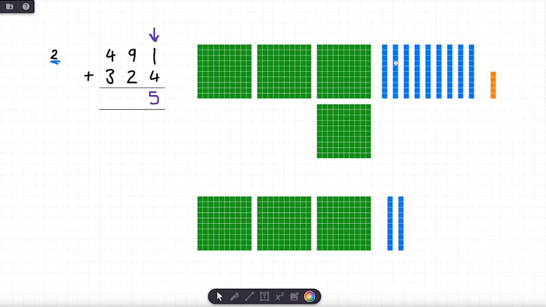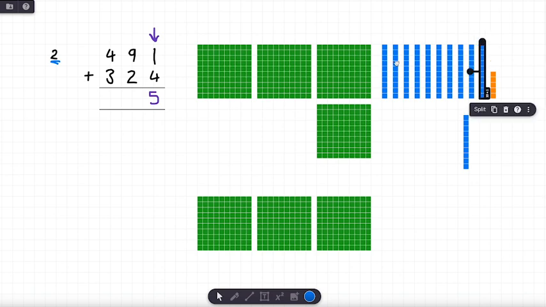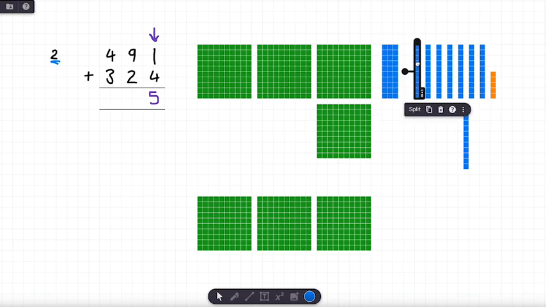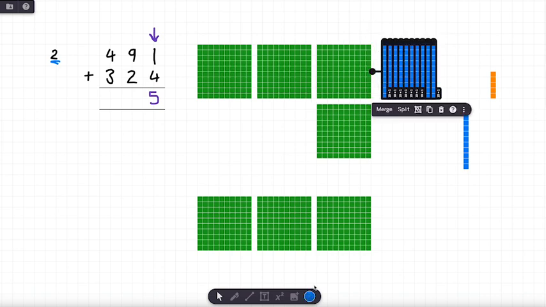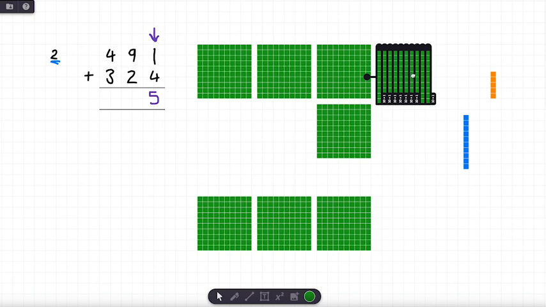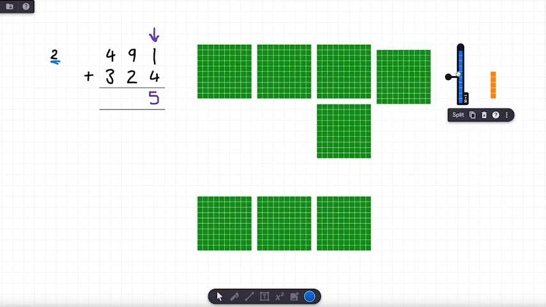So there's our 5. And now we've got 9 tens plus 2 tens, which is going to give us 11 tens. So if we add these together, we're going to get 11 tens. Now we know that 10 tens actually makes another 100. So all of these tens go together to make another 100, and that's going to go into the hundreds column. So that's going to go in there into the hundreds column, and we've still got 10 left over.